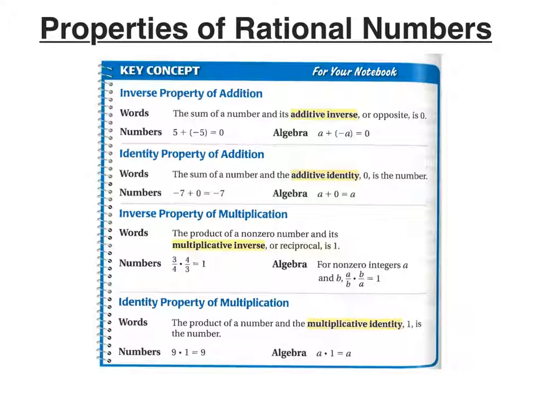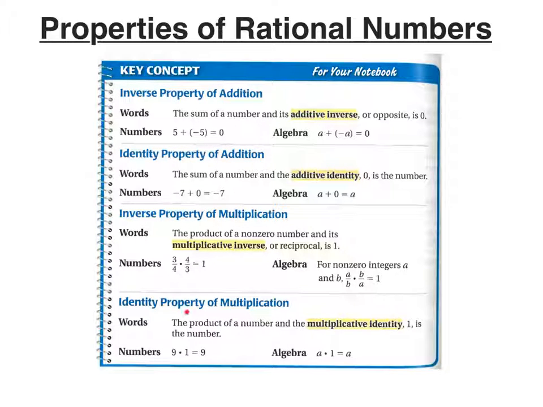The same thing applies when we don't know the numbers. If we use variables, as long as these aren't 0, a over b times b over a equals 1. The multiplicative inverse is the reciprocal of that number. The additive inverse is the opposite of the number.